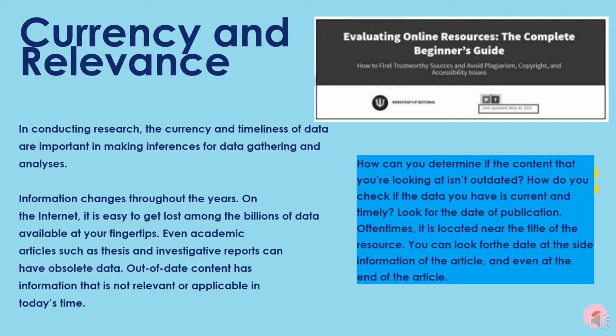How do you check if the data you have is current and timely? Now, look for the date of publication. Oftentimes, it is located near the title of the resource. You can look for the date at the side information of the article and even at the end of the article. So it is very important that you always look for the date of publication to be able to know if the data you have is updated or not.